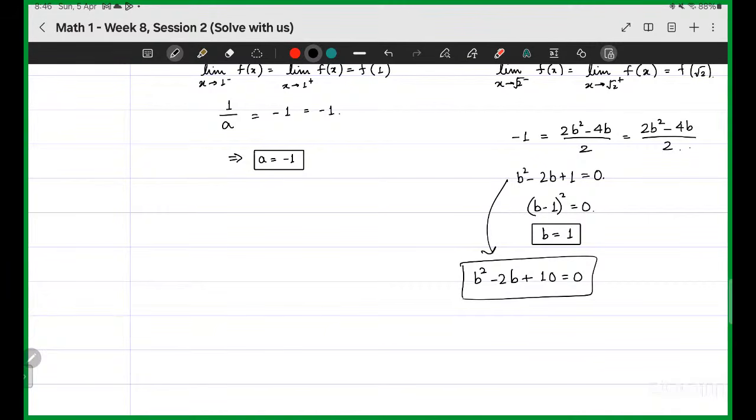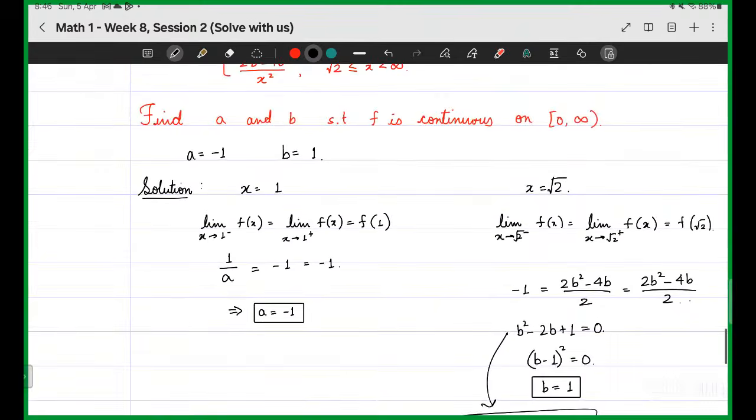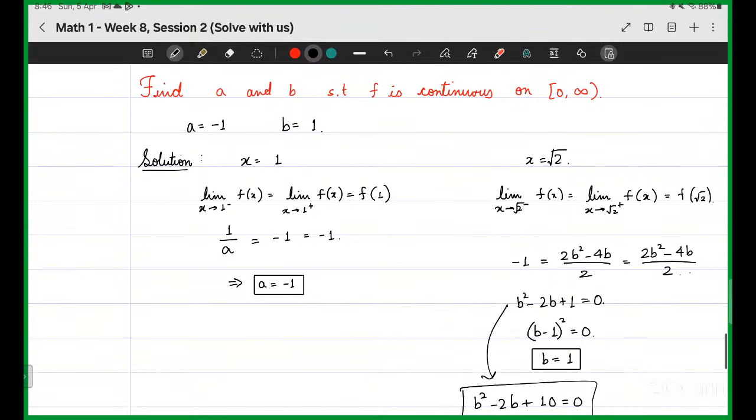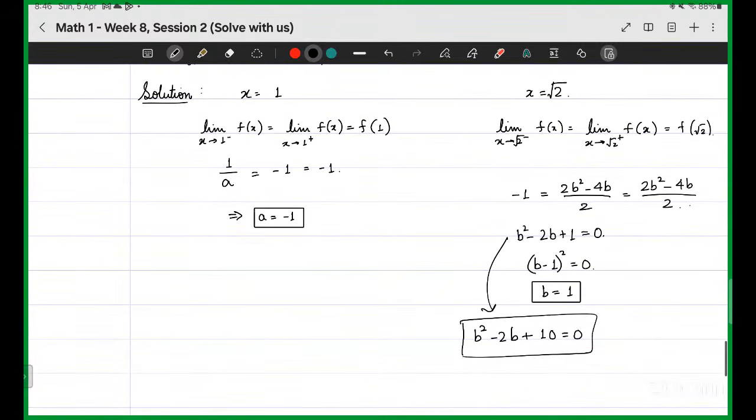b plus or minus root b square minus 4ac, by 2a. Yeah, but then when you do b square minus 4ac, you see that it is 4 minus 40, which is minus 36. So there are no real roots. That is correct. But what does it mean for the given question? The given question asks you to find a and b such that we have continuity. So what is the conclusion? There does not exist any b. So for no value of b will this function be continuous.